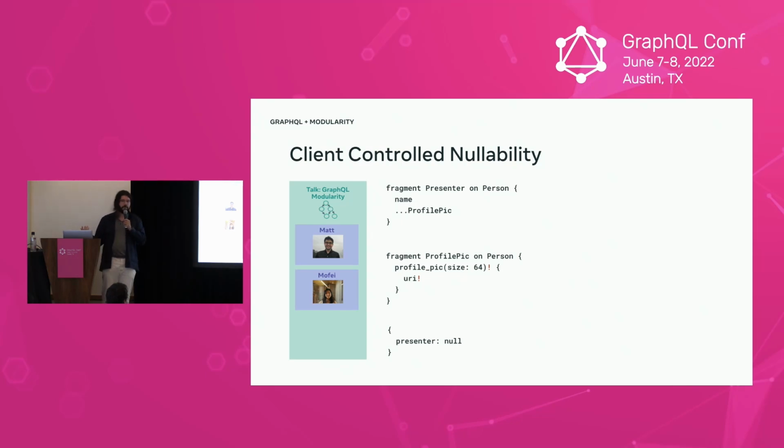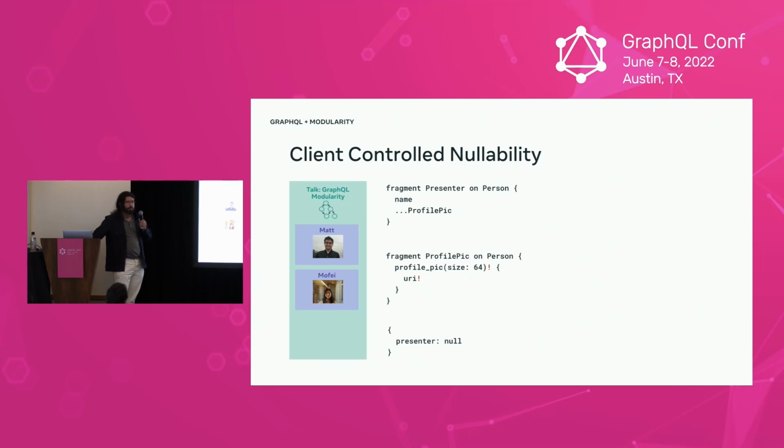So you maybe expected just the picture to go away, but actually it goes out further, and potentially the rest of your component was fine. You could still render the name, but somebody else's change broke your component. That's not modular. That's not what we want, right?